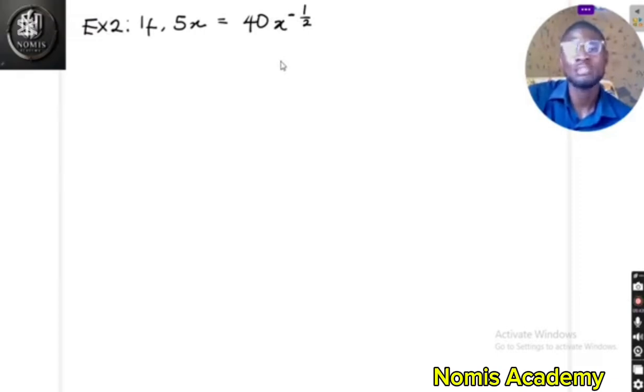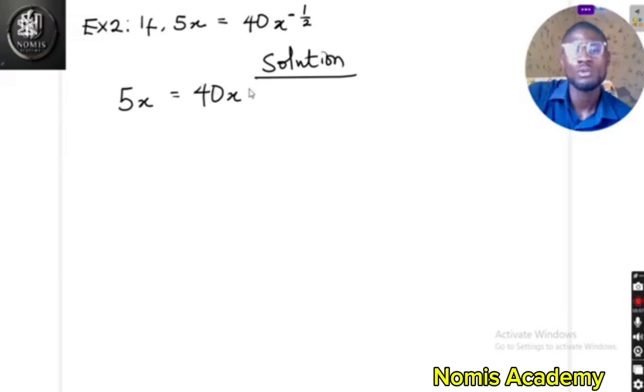So what you should have at the back of your mind, or at the front of your mind, is the laws. Once you have the laws at the front of your mind, you can continue to simplify and solve until you have your final answer. So let's deal with this solution. We have 5x equal to 40x raised to power minus 1 over 2.